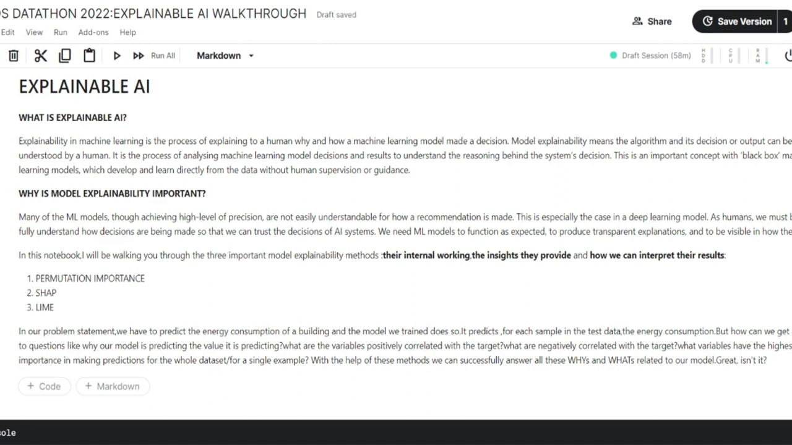So I already made you understand why model explainability is important. Many of the ML models achieve a very high level of precision, but are not easily understandable by humans, in terms of how they came to that decision. This is especially the case for deep learning models, mainly because they have so many neurons, so many activation layers, and so many parameters in them that it is like a black box.